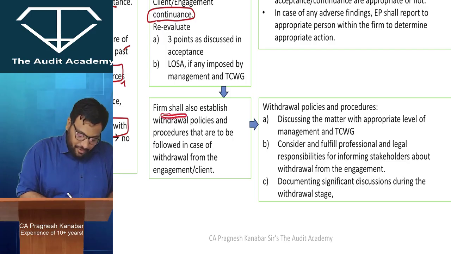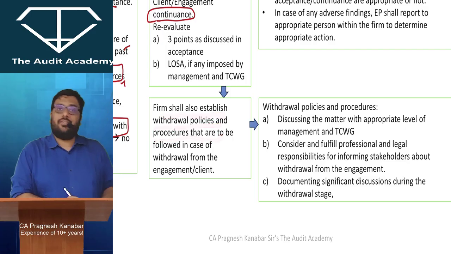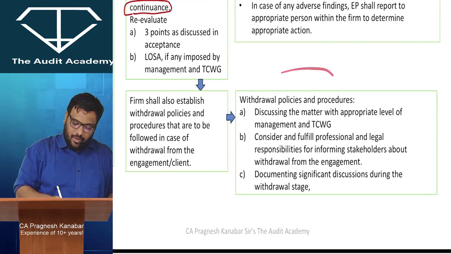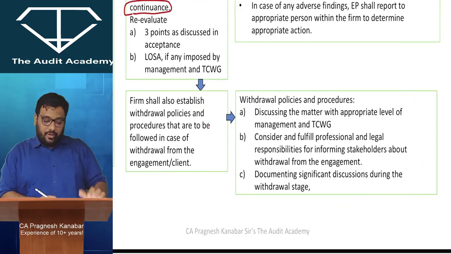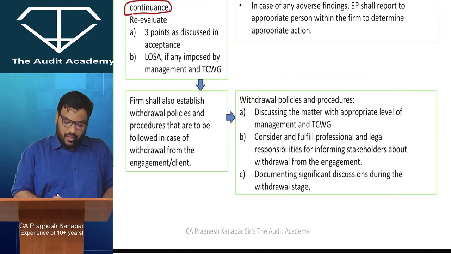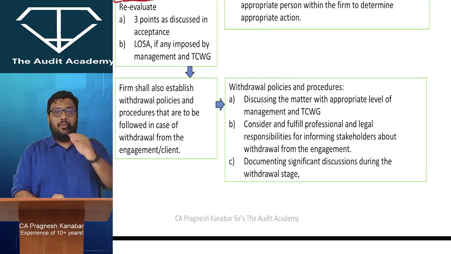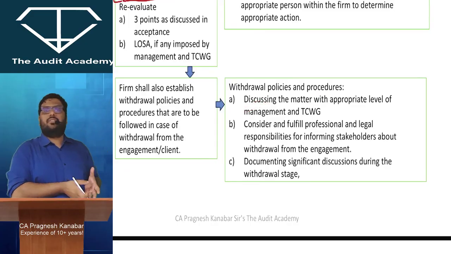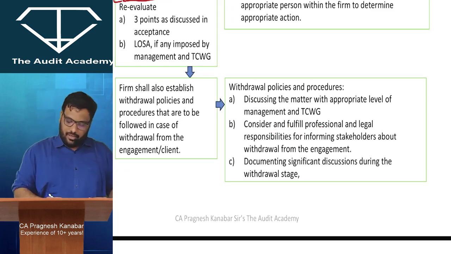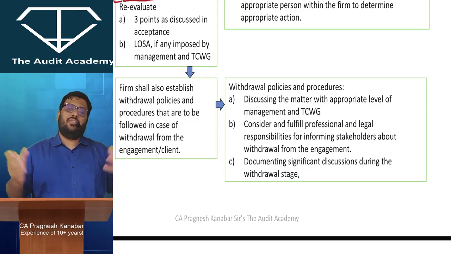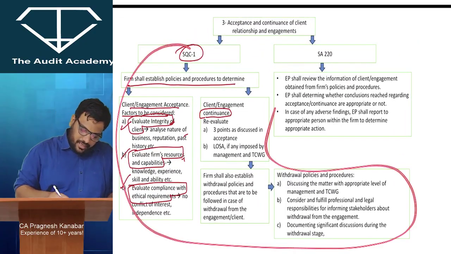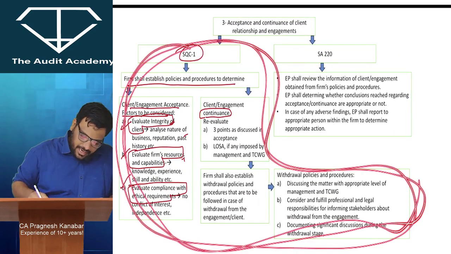So look at this. Firm shall establish withdrawal policies and procedures that are to be followed in case of withdrawal. In November 22, they had asked a question about withdrawal policies and procedures. For writing only these short points, students were getting 3 out of 5 marks. Whenever you talk about withdrawal, there is always a point of discussing the matter with management and TCWG, considering and fulfilling your professional and legal responsibilities, and then documenting whatever are the significant discussions that took place during the withdrawal stage. So these are the points when it comes to client or engagement acceptance and continuance.